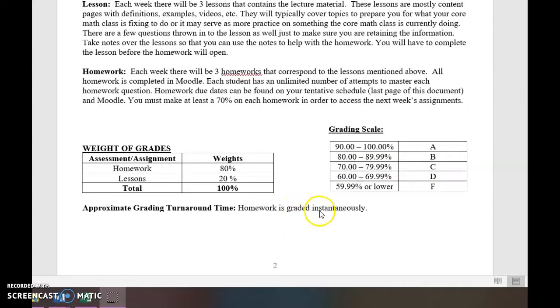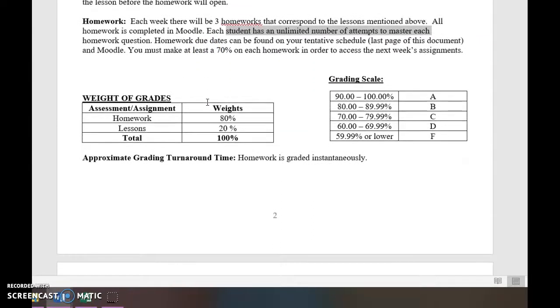Homework is graded instantly, and just like in the Math for Healthcare class, on the homeworks you get an unlimited number of attempts to master each homework question. So there's no reason why you can't have 100. In fact, I'd really like for you to get a 70 or higher on each one of these homework assignments.